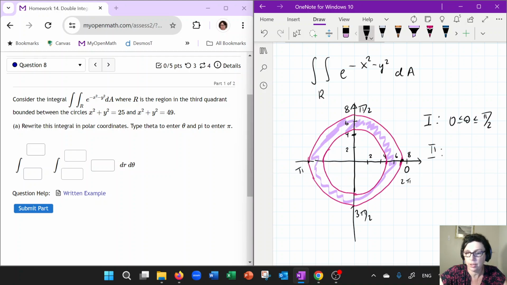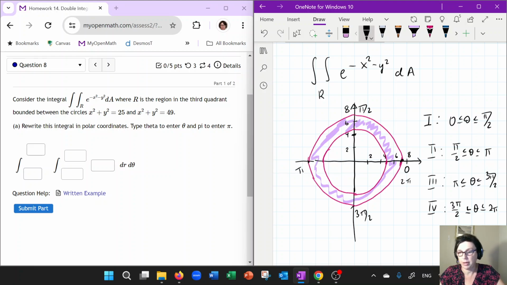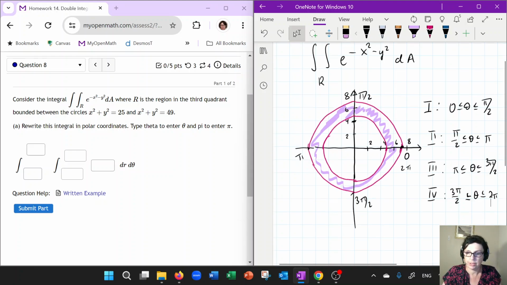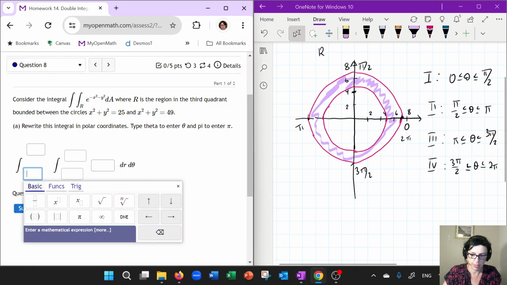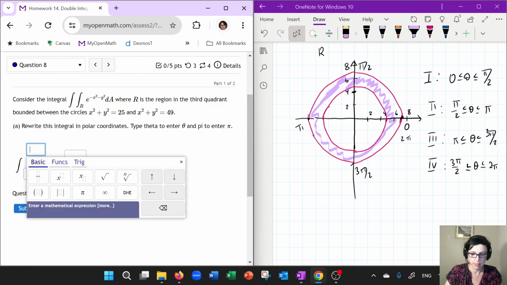So for the second quadrant, the limits will be pi over 2 to pi. For the third quadrant, the limits would be from pi to 3 pi over 2. And for the fourth quadrant, the limits would be from 3 pi over 2 to 2 pi. Or you can do negative pi over 2 to 0, either way, but I'm not sure which one it wants. So for the third quadrant, you don't have to worry about that. That's just pi to 3 pi over 2. Okay, so that will be my theta limits.